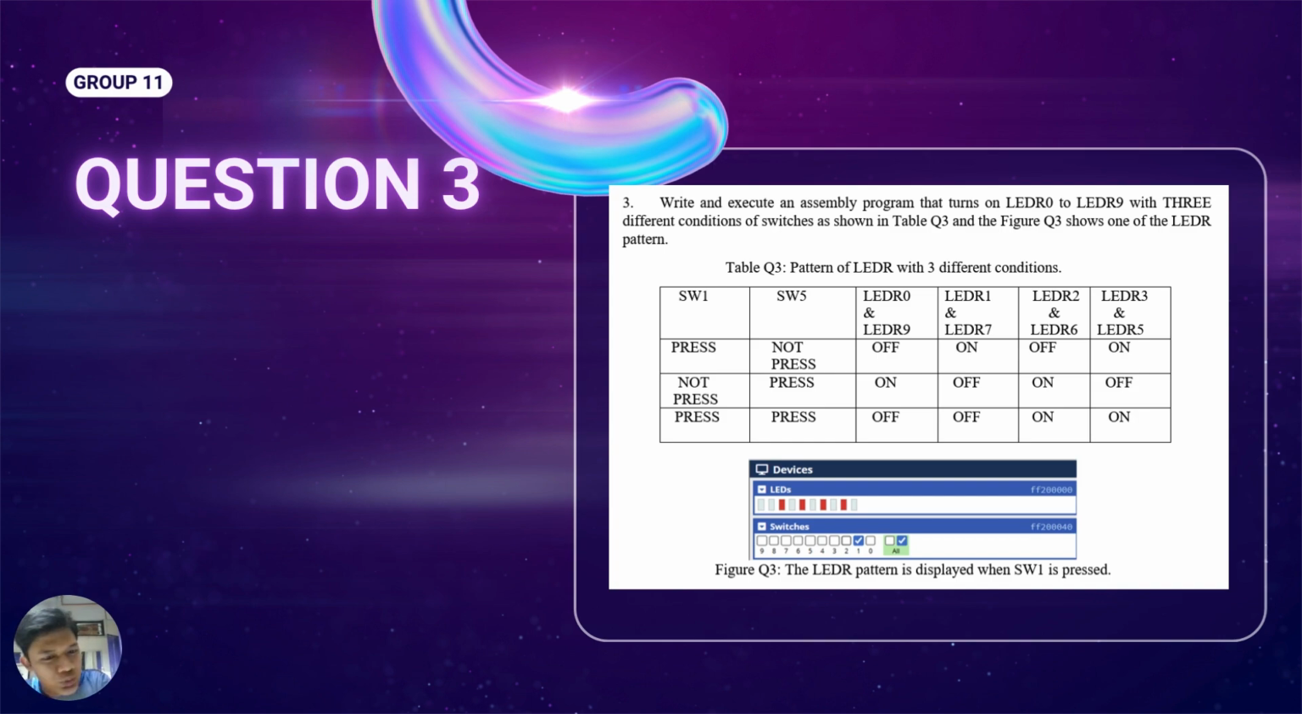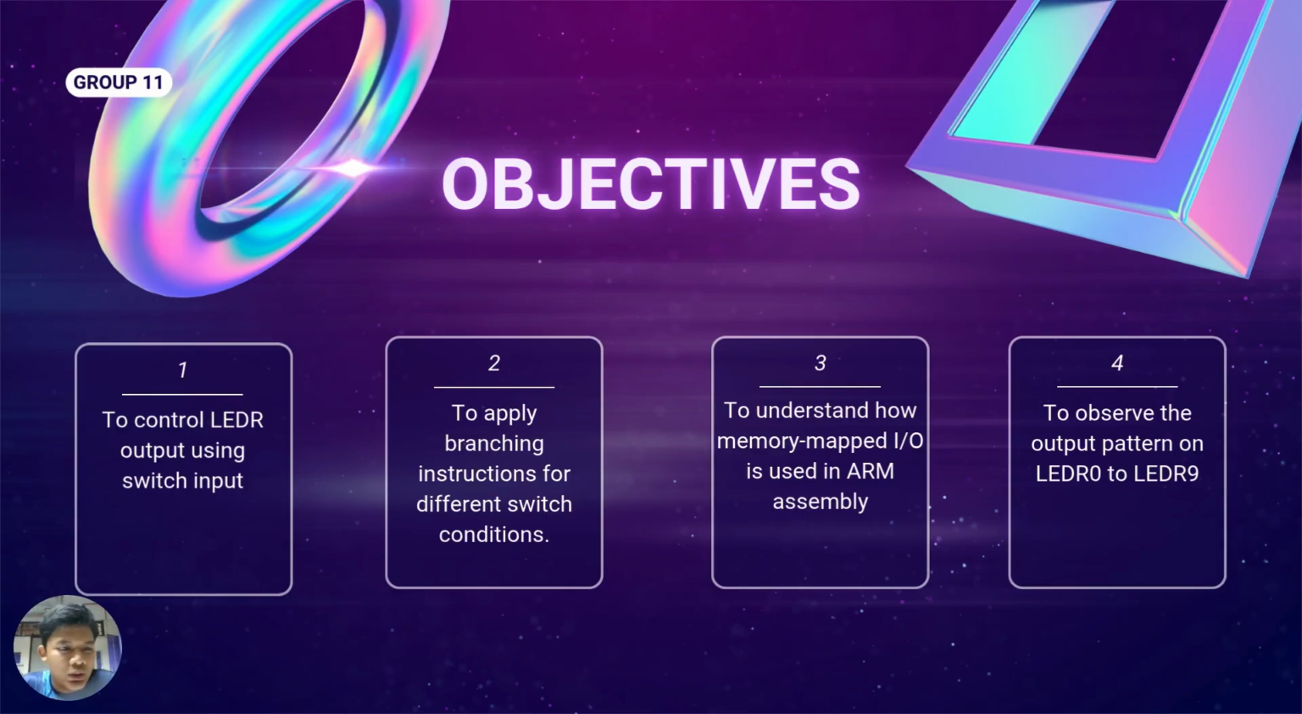Before we go, I will introduce our objectives. We have 4 objectives. The first is to control LEDR output using switch input based on our coding. The second is to apply branching instructions for different switch conditions. The third is to understand how memory-mapped input and output is used in ARM assembly. And the last is to observe the output pattern on LEDR0 to LEDR9.